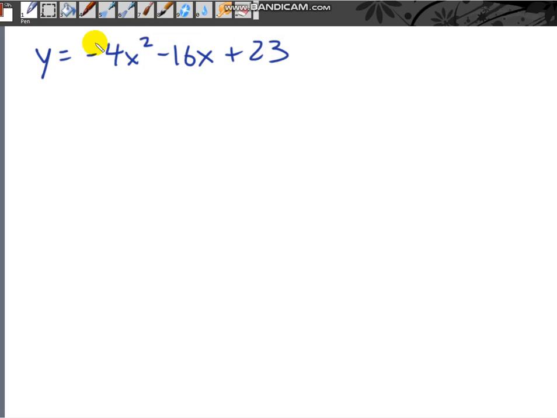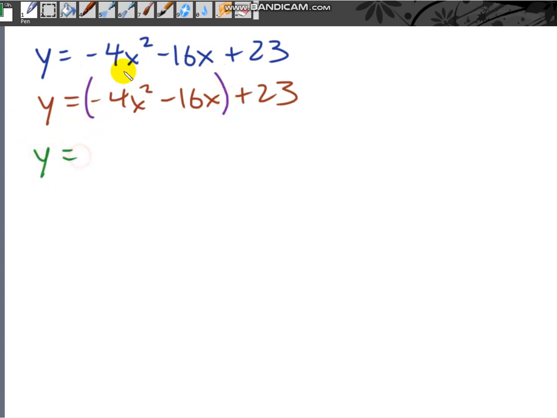Okay, same idea. What we want to do, if we rewrite this right here, is put parentheses around these terms, and pull out any common factors. What I see is we can pull out a negative 4. So if we pull out a negative 4, this becomes x squared and then plus 4x, plus 23.